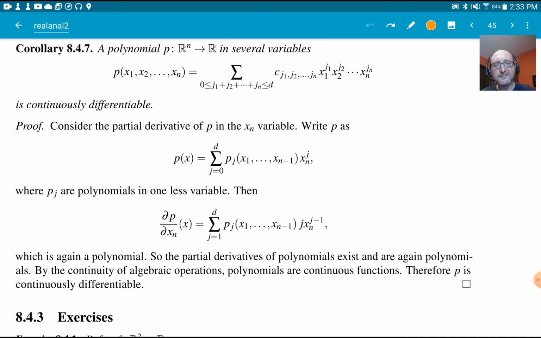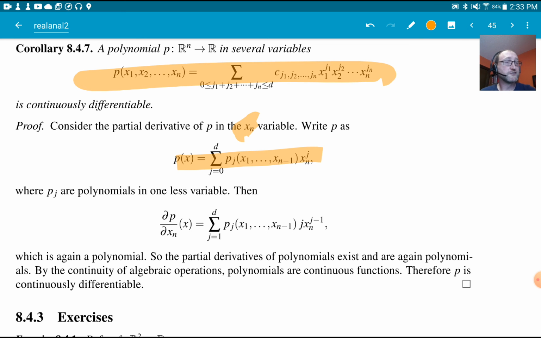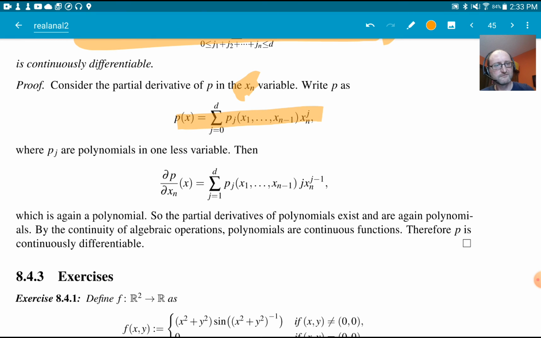And so you can do this with any one of the variables. So all the partial derivatives are again just polynomials. And we know that polynomials are continuous because all the algebraic operations are continuous. Therefore, all the partial derivatives are continuous. Therefore, polynomials are not just differentiable; they're continuously differentiable. All right. So that's it for today.